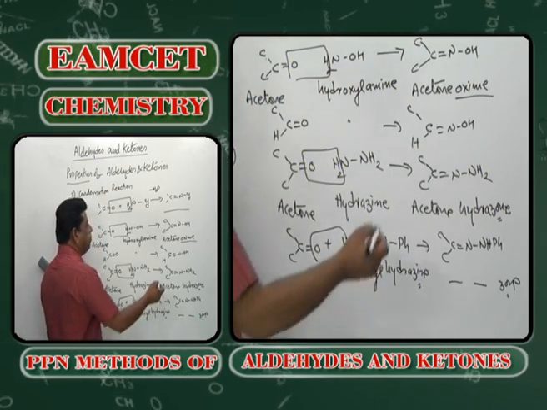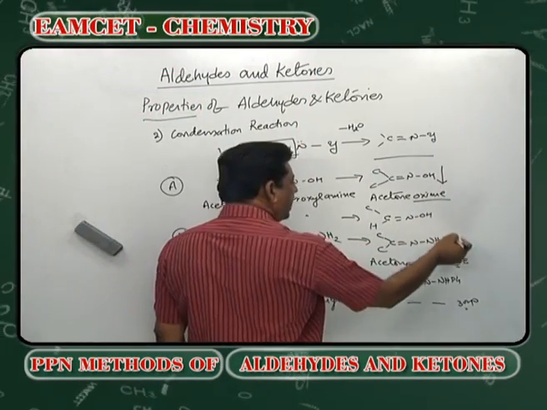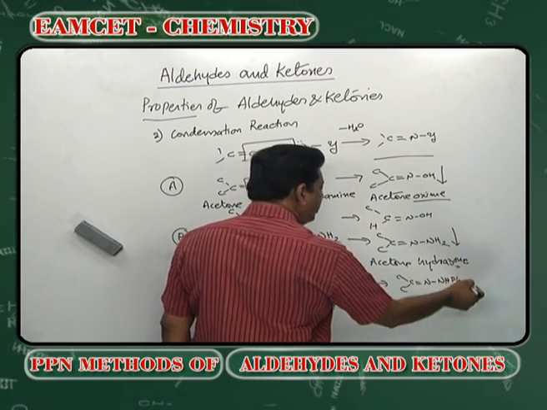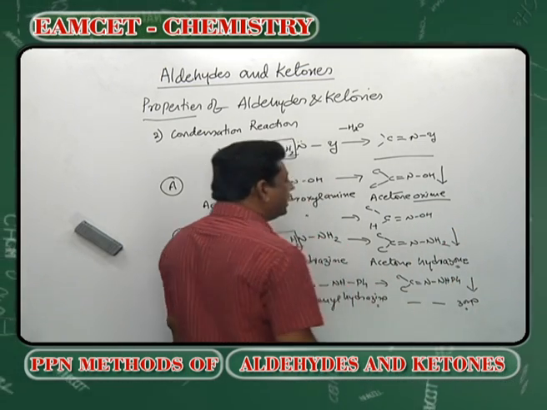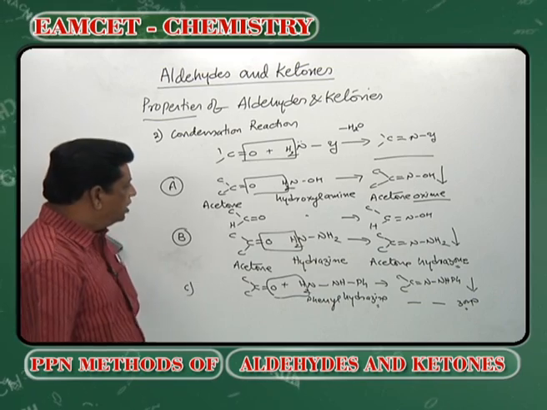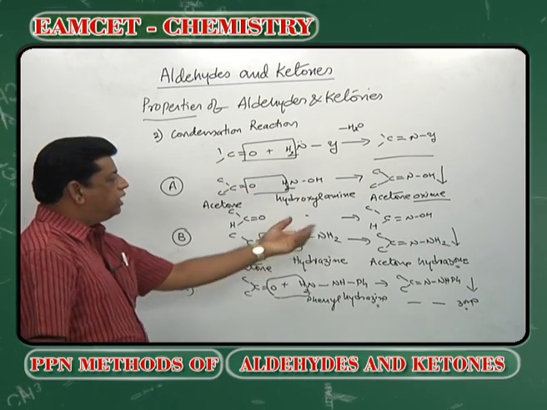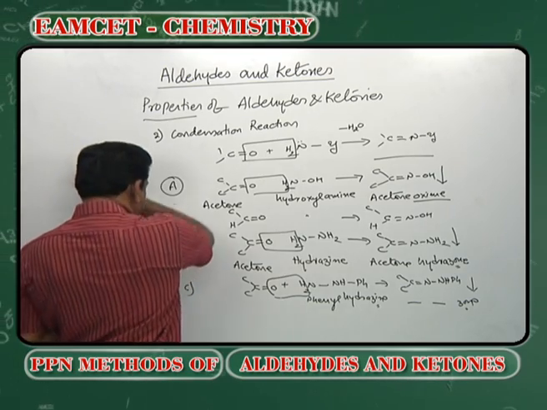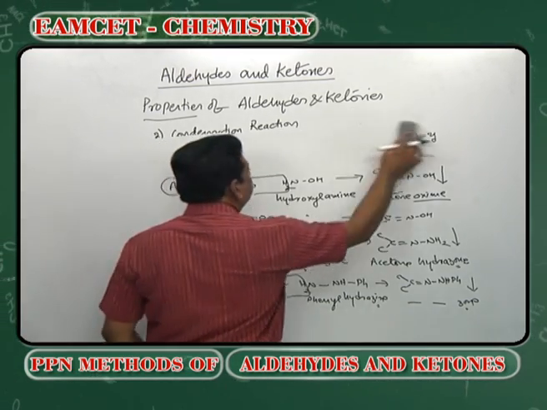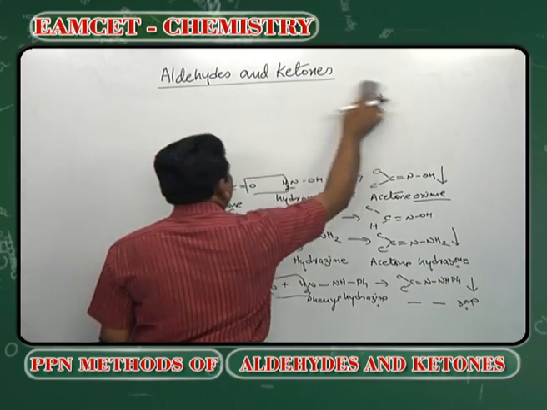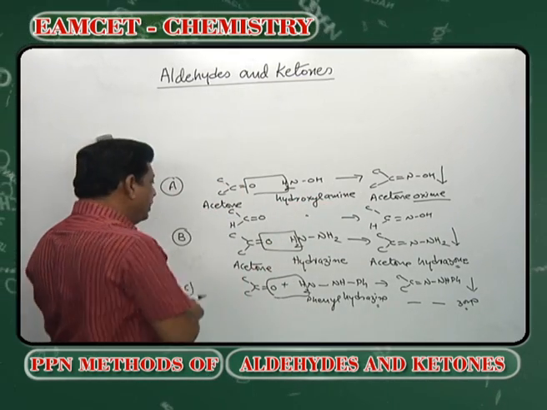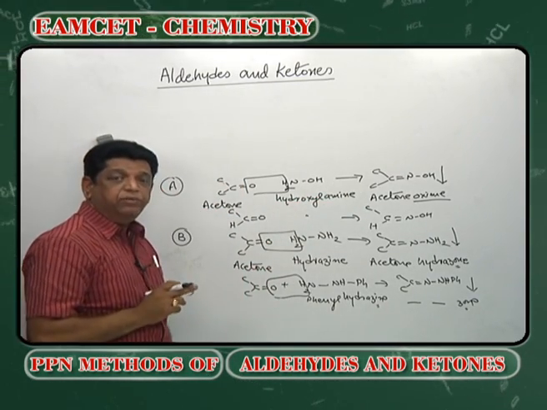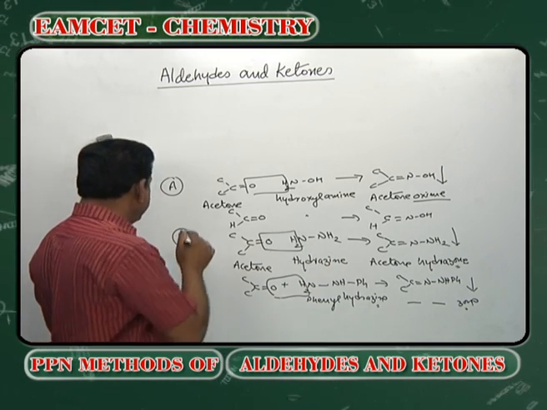All these compounds, oximes, hydrazones, phenylhydrazones, are white colored crystalline compounds. Therefore, the moment you add these reagents, you are getting white colored derivatives. Therefore, they can be used for the identification of aldehydes and ketones. Both will give. It is not differentiation between aldehyde and ketone, but identification.